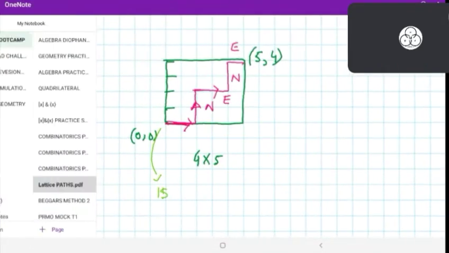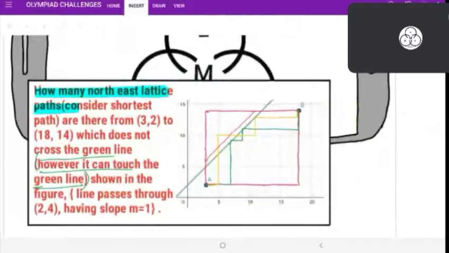Now let's go to our original question. Northeast lattice path is now very clear to us. How to find the total number of paths from (0,0) to some point in the coordinate plane is also clear, using permutation with repetition and some case analysis. That's it.